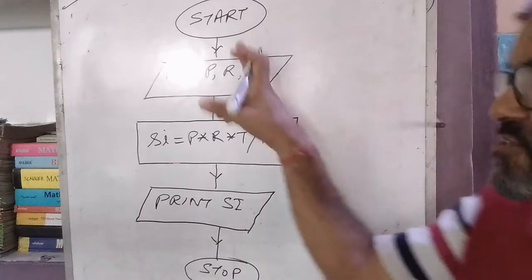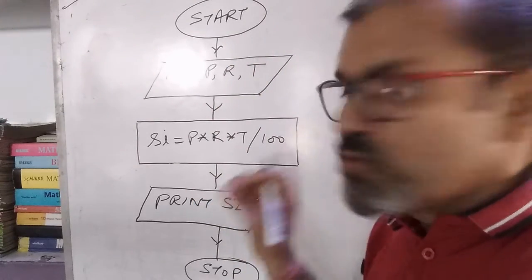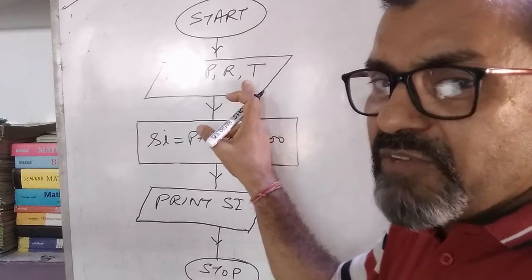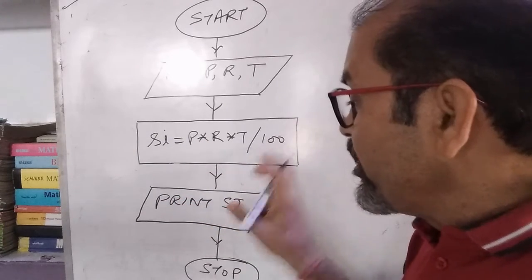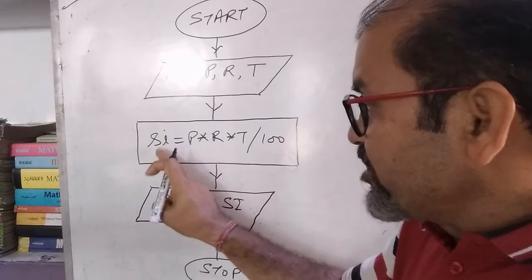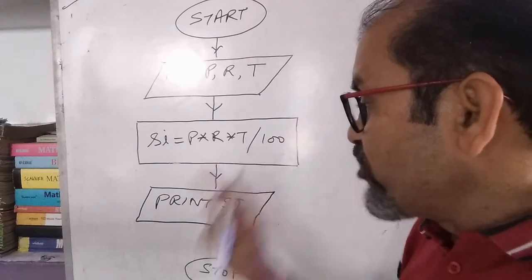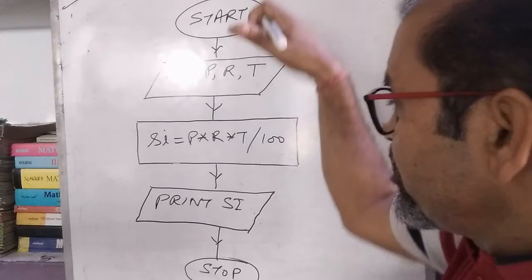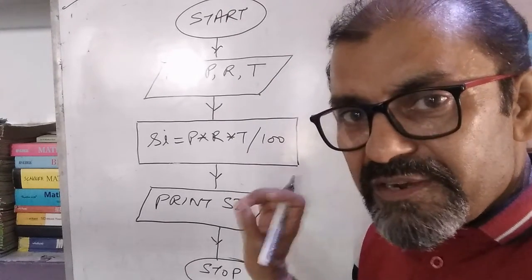This is the flowchart of finding the simple interest. Watching this flowchart, it is very easy to understand that three quantities P, R and T have been read, given as input, and thereafter simple interest has been calculated using this formula, and whatever result has come in the SI variable after calculation is displayed as output, then the flowchart ends. So this is the graphical or pictorial representation of finding the simple interest.